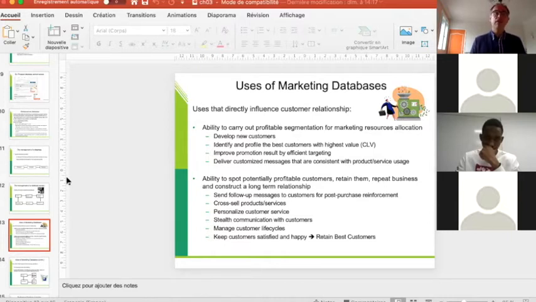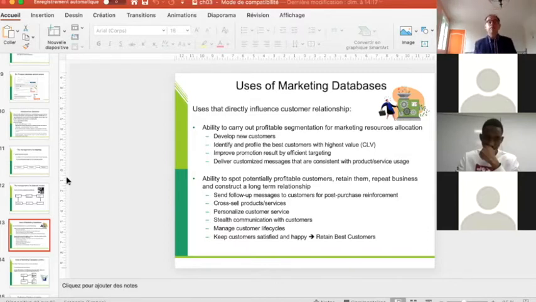Once you have this data, you can analyze, identify and profile the best customers with the highest customer lifetime value. You can improve promotion and advertising efficiency through better targeting by precisely selecting only customers who might be reactive to your advertising campaigns. By personalizing advertising, you should improve efficiency. You can deliver customized, personalized messages that are consistent with the customer and his or her product and service usage.